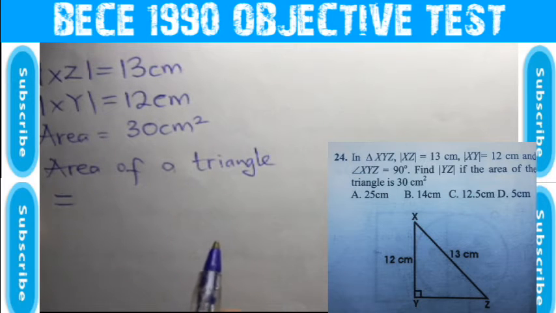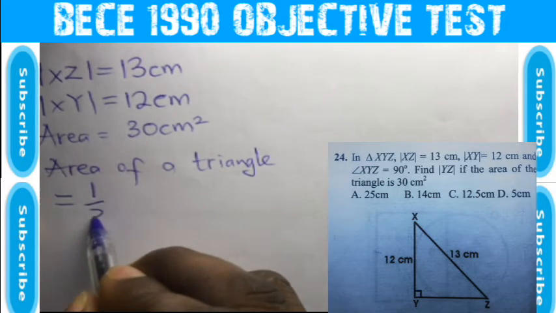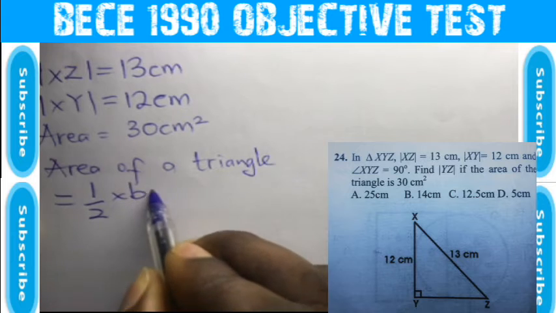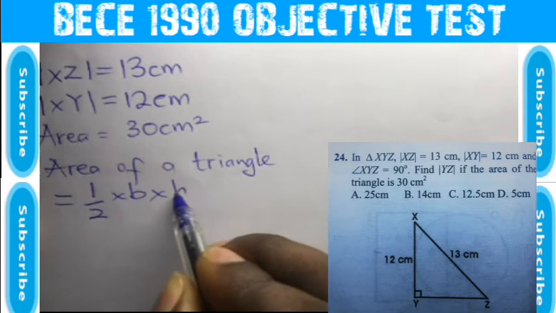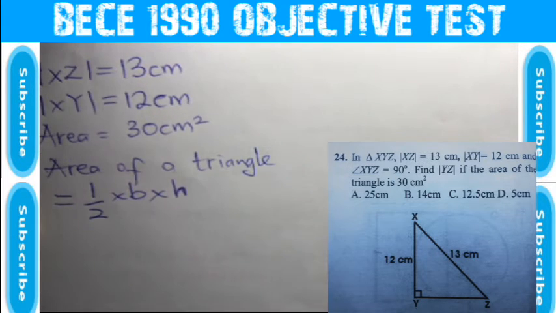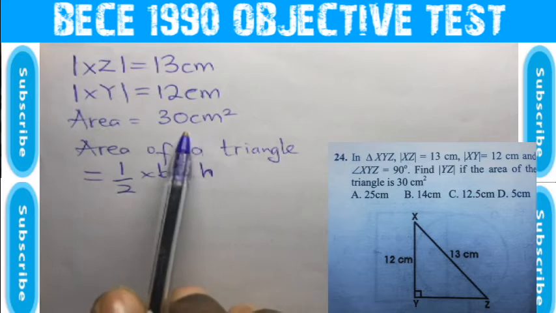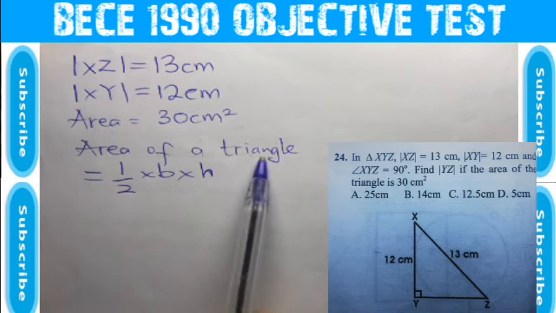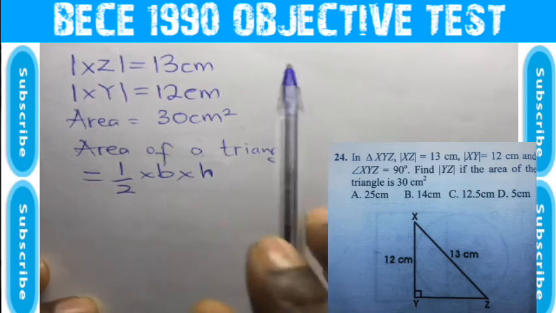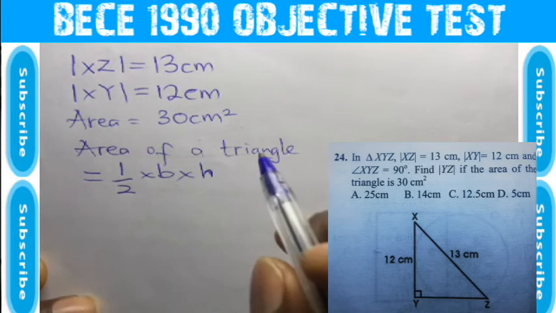The formula is given by half times the base of the triangle times the height of that same triangle. So over here, we will need to substitute the area of the triangle, which is 30 centimeters squared, into the formula. So let's come up here. This is what we have.